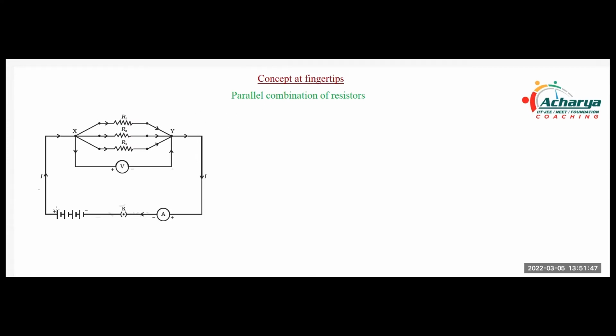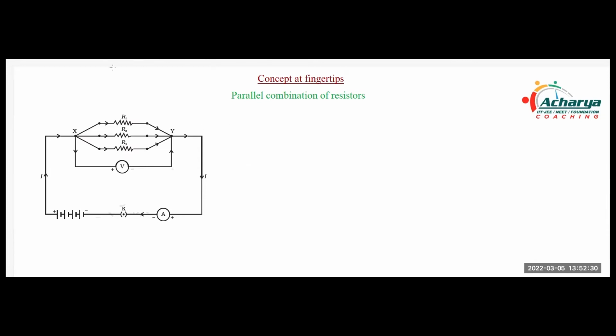So here we have a circuit given, and this is a circuit from the NCERT textbook. Here we have three resistances R1, R2, and R3 connected in parallel, and we have a voltmeter connected across them. We have a supply which consists of 4 cells connected in series, and we have a key and also an ammeter to measure the total current. So a total current I is given in the circuit, and we have X and Y terminals across which this voltmeter is connected. So let us analyze the resistance in the circuit.